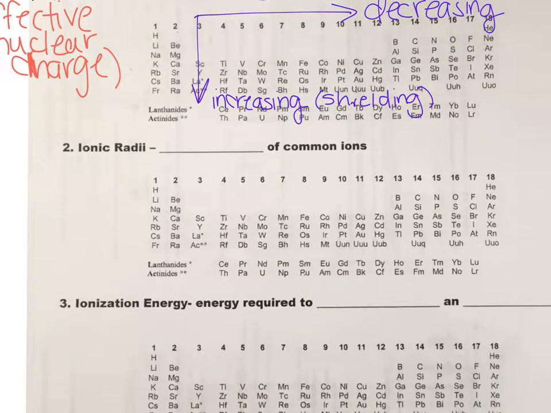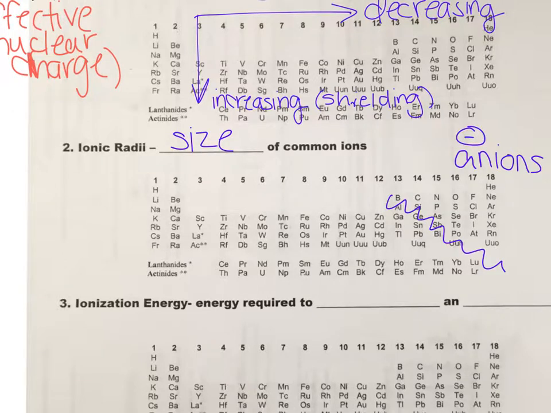For ionic radius, this was also your size of common ions. Where was the special line on this one? Metalloids, right? So we kind of made a little squiggly here. Who was on the right side of my metalloids line? Are those anions or cations? Anions. These are your anions. These guys are negative, which means they gained an electron.